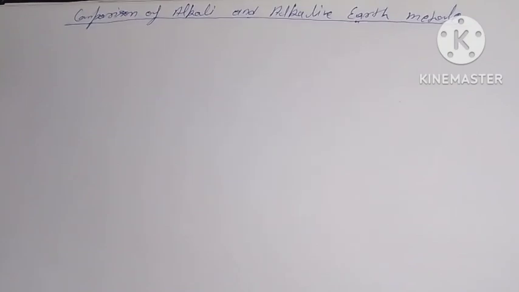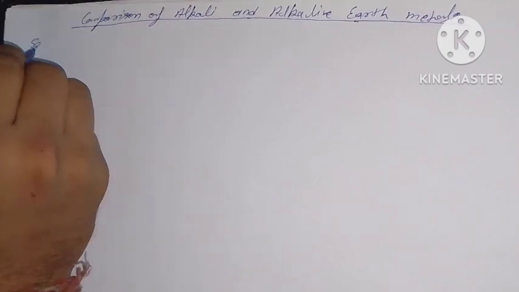Comparison of alkali and alkaline earth metals. It is very important. Alkali and alkaline earth metals show some similarities in certain properties, but they also differ in some properties. Similarities.